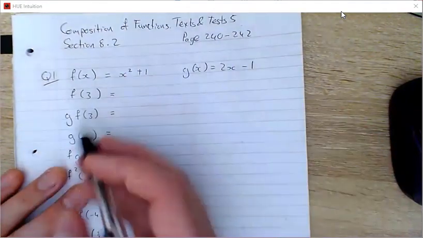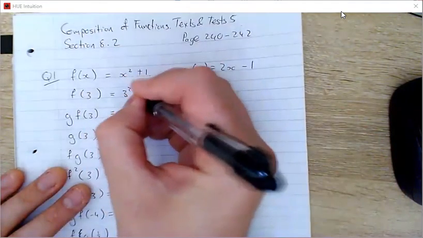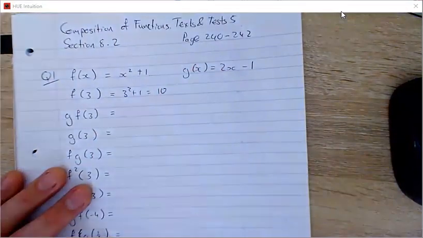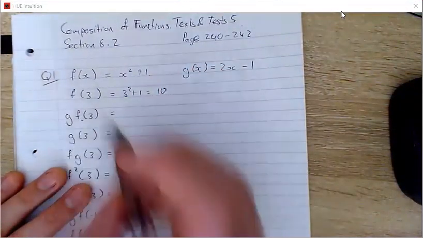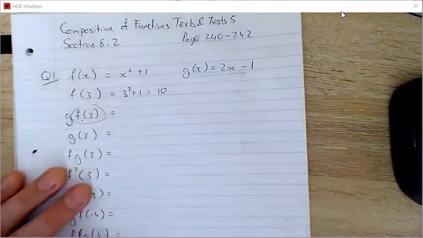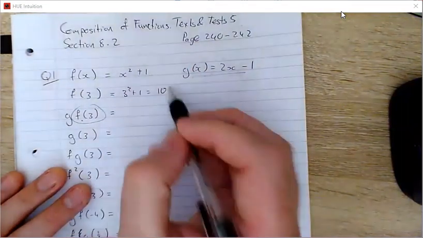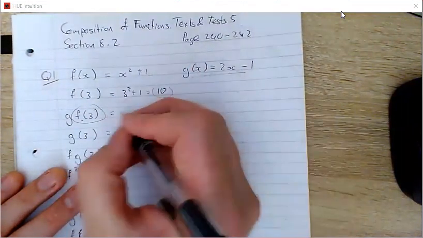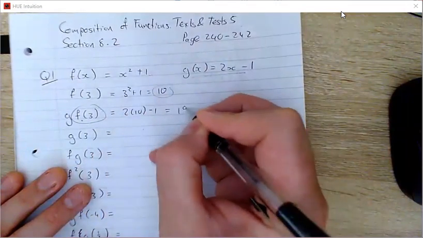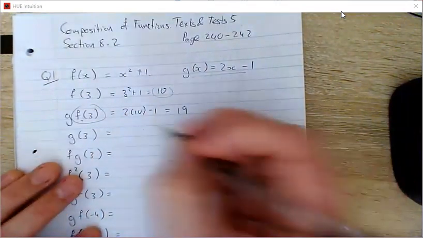So if you're asked for f of 3, we already know how to do that. That's 3 squared plus 1, that's 9 plus 1, which is 10. g of f of 3 means evaluate f of 3 and then plug it into g. So we already evaluated f of 3. There it is, 10. So plug that in. You get twice 10 minus 1. Okay, so that's 19. So that's composition of functions.